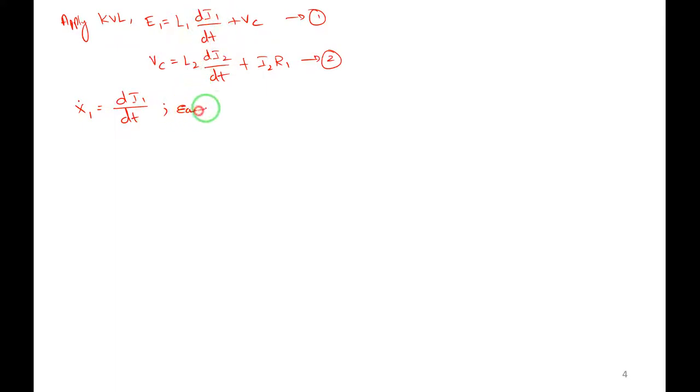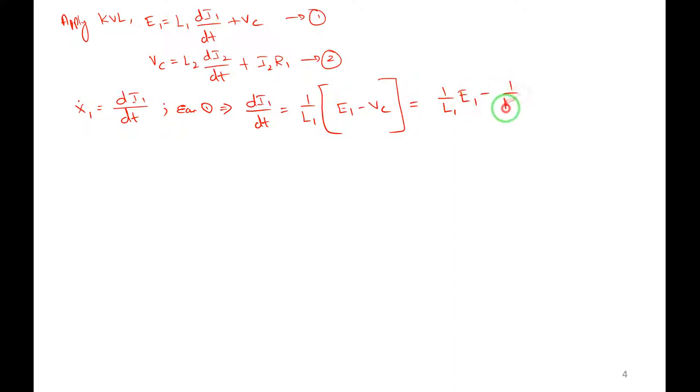So equation 1 implies di1 by dt is equal to 1 by L1, open bracket, E1 minus Vc, if I take it this side. Is it fine? L1 I have taken. So I can write it as 1 by L1 into E1 minus 1 by L1 into Vc. Let me write di1 by dt once again.